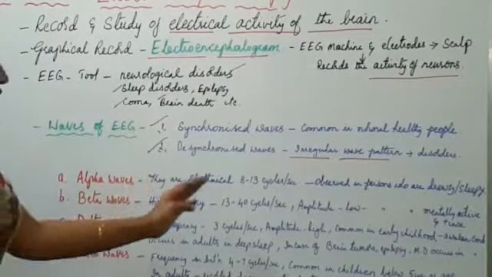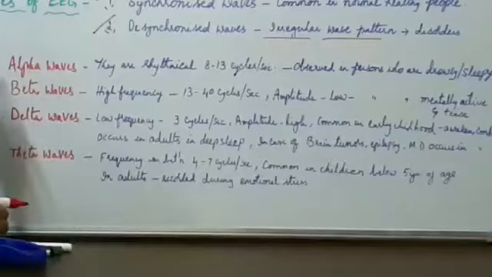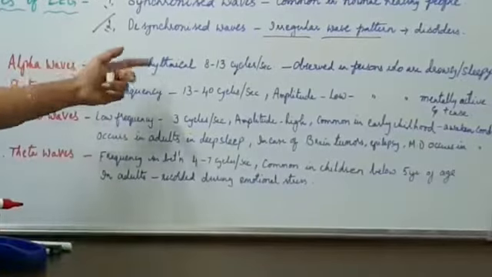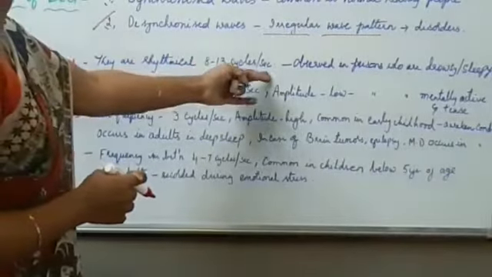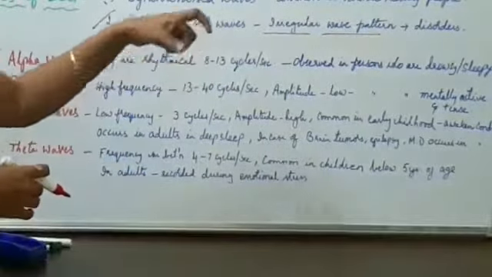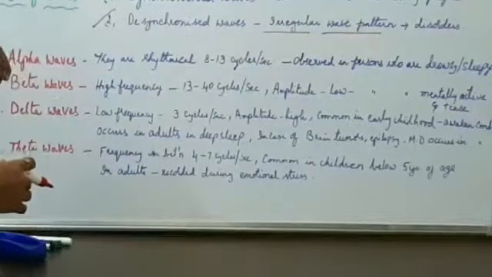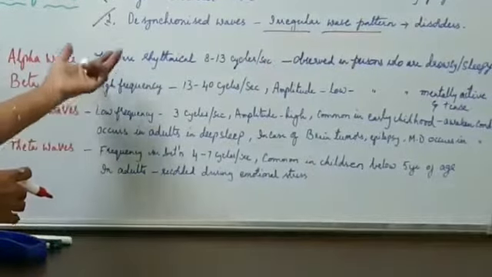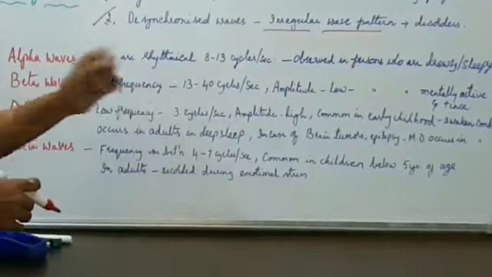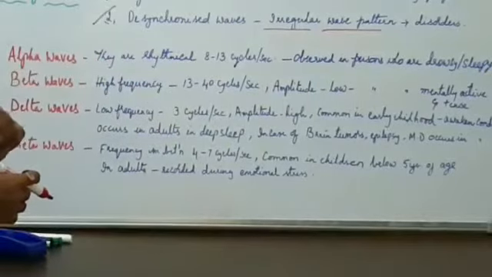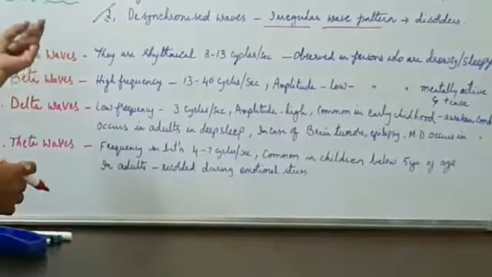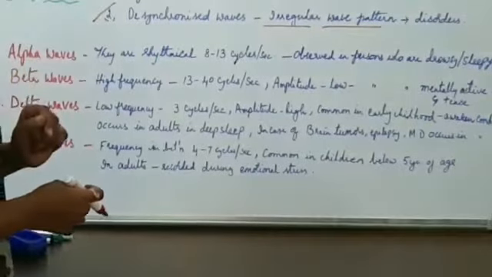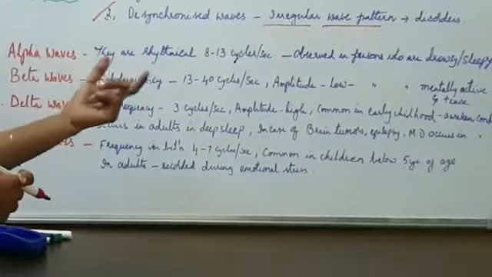How they differ, we will study here. Here we observe the alpha waves. They are rhythmical and they lie between 8 to 13 cycles per second. These are observed in persons who are drowsy or sleepy. If you observe beta waves, they have high frequency and they lie between 13 to 40 cycles per second. The amplitude of these waves is very low. These are observed in persons who are mentally active and tense.